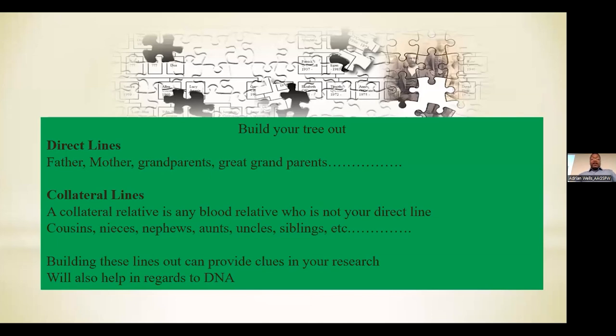And then what you want to do, and a lot of people don't do this, you want to build your tree out. Most people, when they start building their family tree, just focus on their direct lines. But you want to build out your collateral lines also. A collateral relative is any blood relative who is not your direct line. This means your cousins, nieces, nephews, aunts, uncles, siblings, etc. Building these lines out can provide clues in your research, and it will also help you in regards to your DNA. Like I said, a lot of people don't build out the collateral lines, but this is something that you need to do because it's going to provide you with clues in your research, and we'll talk about that a little bit later.